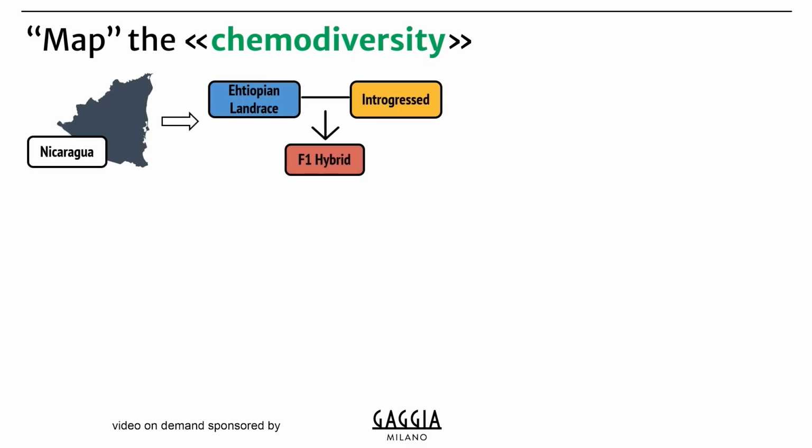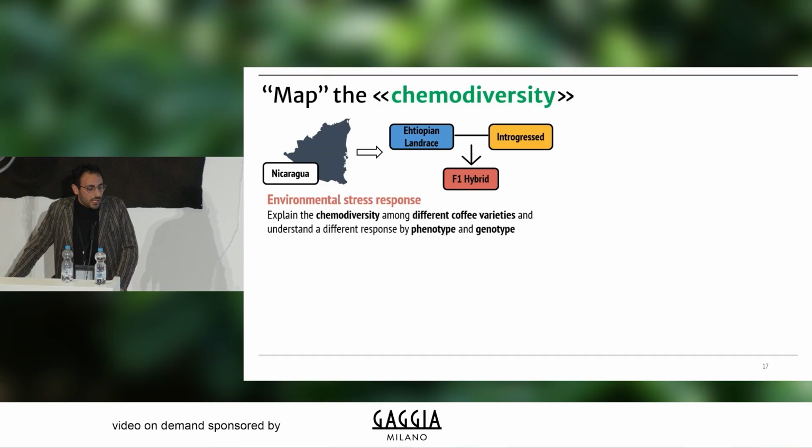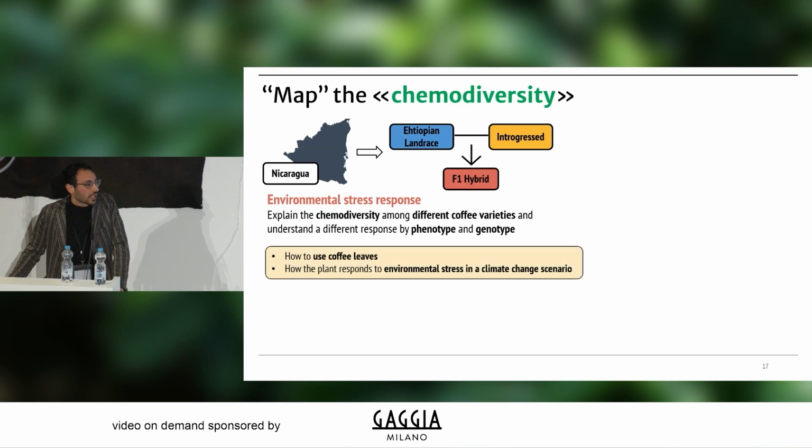So I collected leaves from Nicaragua, and in particular, in this study, I considered some varieties of Coffea arabica that belong to different genetic lineages. So Ethiopian landrace, Introgressed, and F1 hybrid that have a huge importance inside the coffee supply chain. So the aim of the study was to explain the chemodiversity among different coffee varieties, but also understand what the response in the phenotype and the genotype is according to environmental stress in a climate change scenario. But also, I would like to understand how to use coffee leaves, of course.